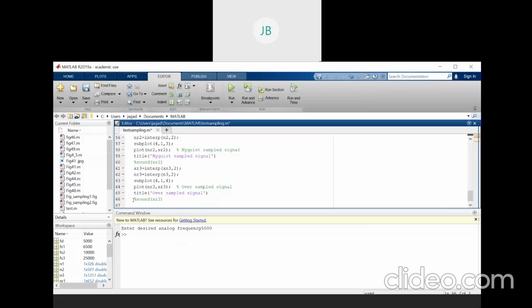Okay, so this is the end of this presentation. You try to run the code by yourself and present the outputs in the next session.